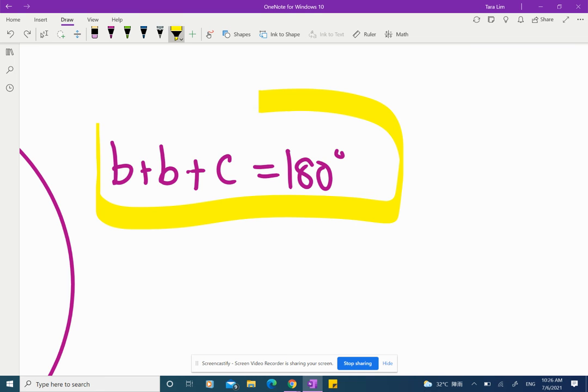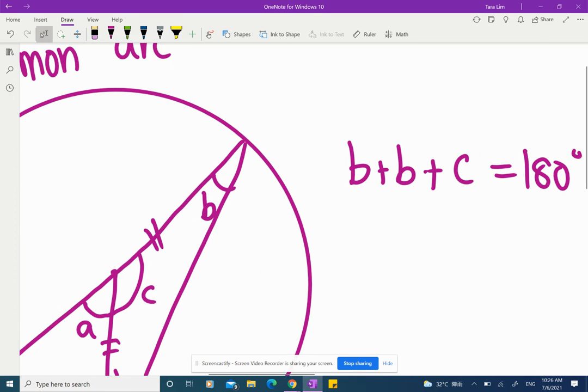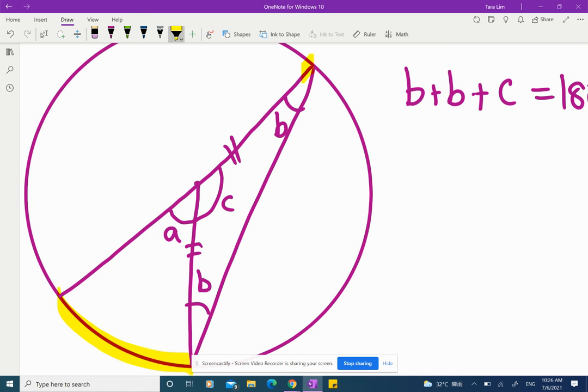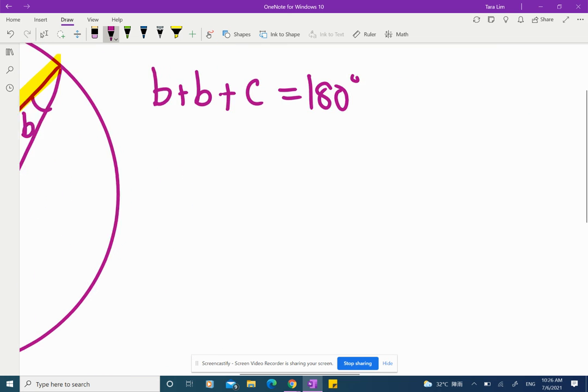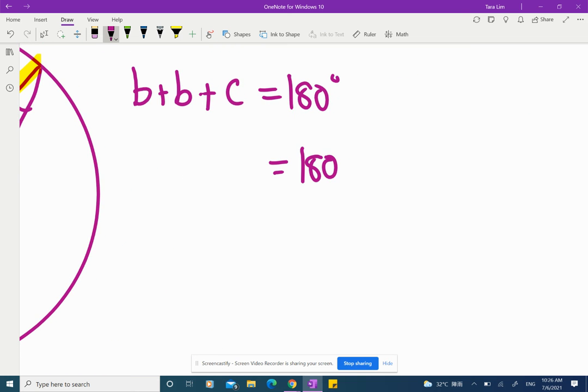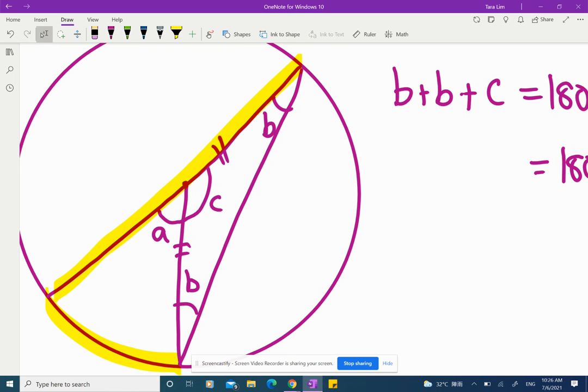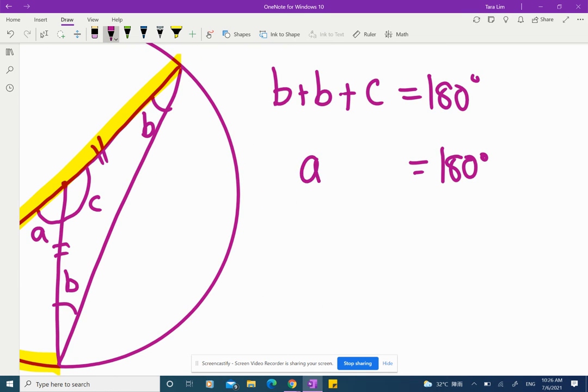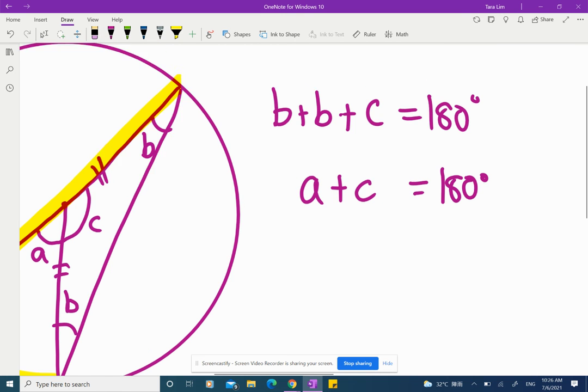So we have this now, and then I want to focus on the A. As you can see, we know that this line is a straight line, and every time a straight line adds up to 180 degrees. So on the straight line, we have the angles A and C lying on the straight line. That means A plus C is equal to 180, because A and C form a straight line.